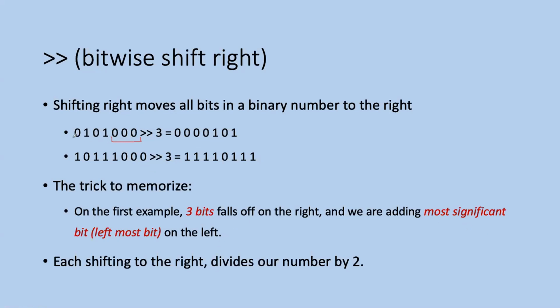Now, the other point is, we're adding the most significant bit. What is the most significant? This is the MSB, right? The leftmost bit is always the most significant bit. We're adding, not necessarily 0, but the MSB. The MSB in this first example is 0. That's why we added 3 zeros on the top. In the second example, if you notice, the MSB was 1.